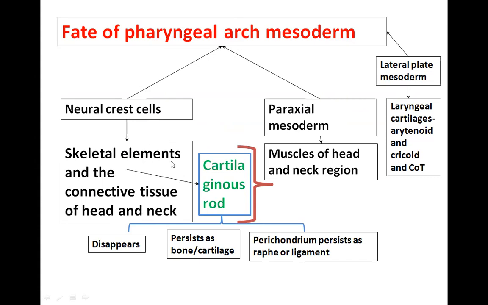Now, these skeletal elements give rise to the cartilaginous rod, which we have already seen, which will either disappear, or it will persist as a bone or a cartilage in the adult form, or the perichondrium of it persists as a raphe or a ligament. Then there is the paraxial mesoderm, which forms the muscles of the head and neck region, and the lateral plate mesoderm contributes to the laryngeal cartilages, that is the arytenoid and the cricoid cartilage, and the connective tissue of the larynx.